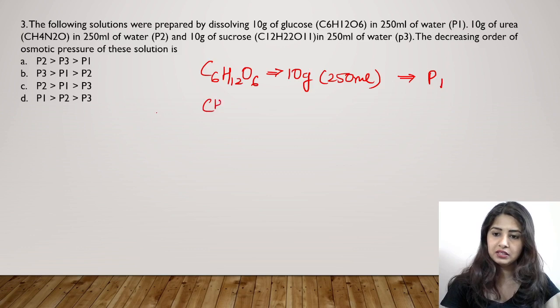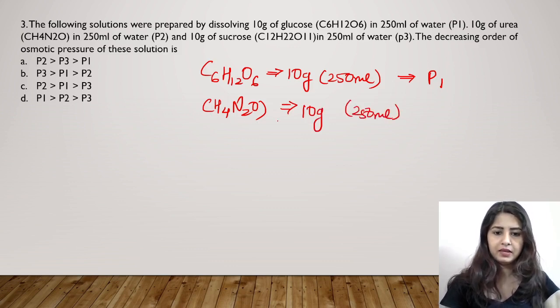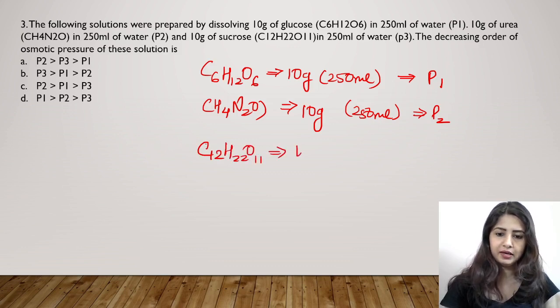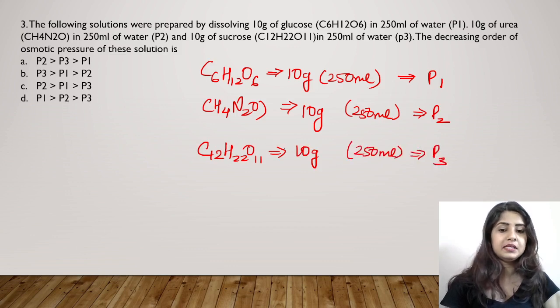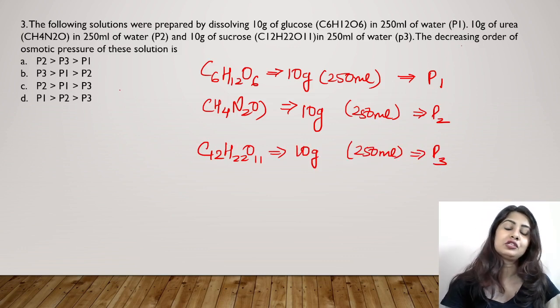So we have CH4N2O, and this is also 10 grams, which is again dissolved in 250 ml of water, and the vapor pressure is P2. Coming to the third one, it is sucrose, C12H22O11. It is also 10 grams, same conditions, dissolved in 250 ml water, and the pressure given is P3, right? The decreasing order of osmotic pressure of these solutions is.